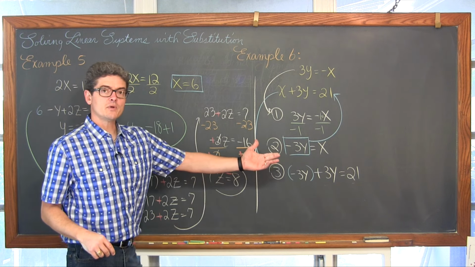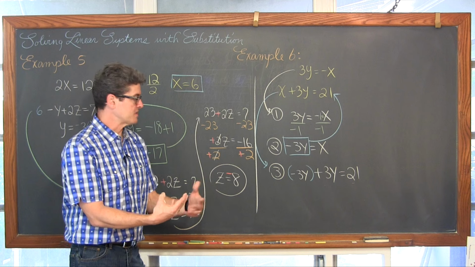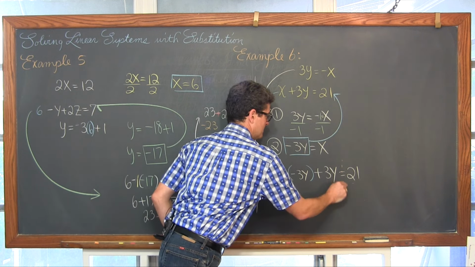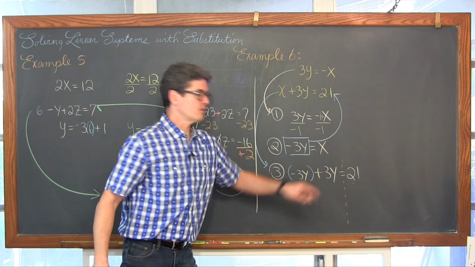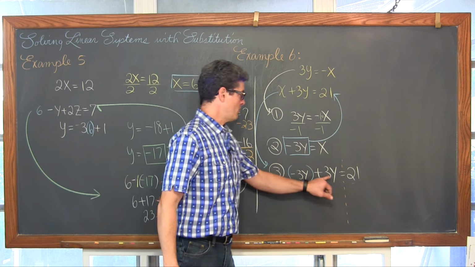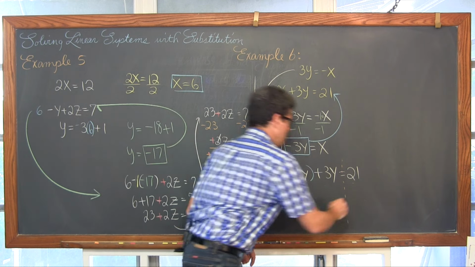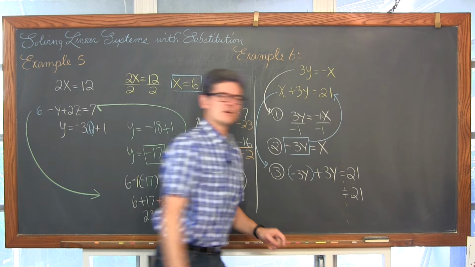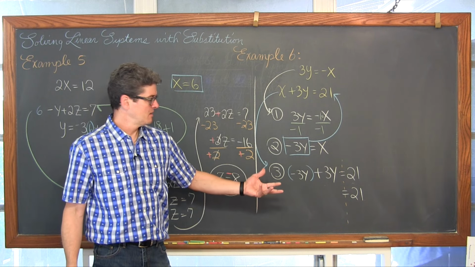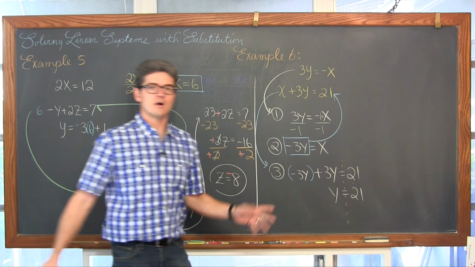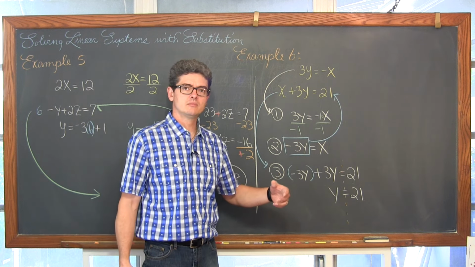As we start to solve this multi-step equation, on the left side of the equal sign, we have negative 3y plus 3y. Well, negative 3 plus 3 is equal to 0. It seems kind of weird. That's not right, right? I'm supposed to solve for x and y. There's probably supposed to be a y there, right? Y is 21, and we'll continue the problem.